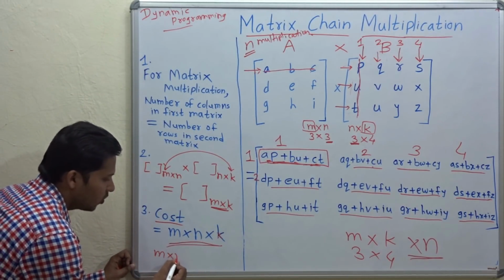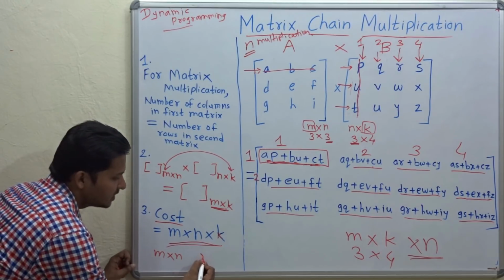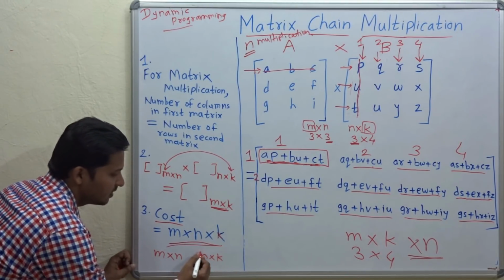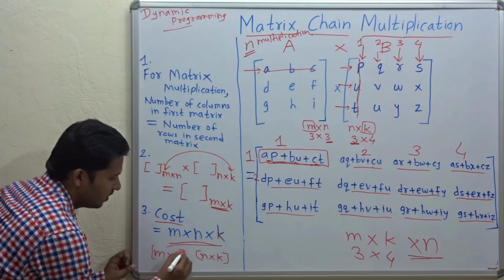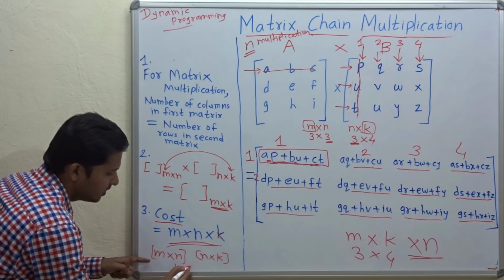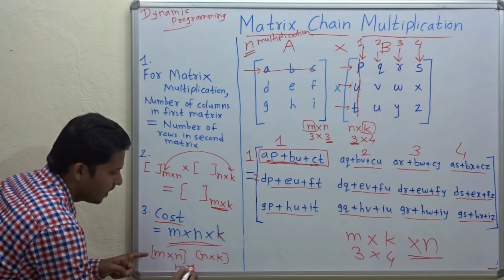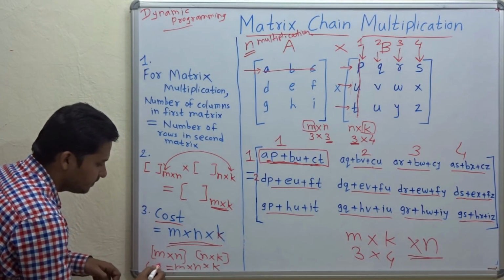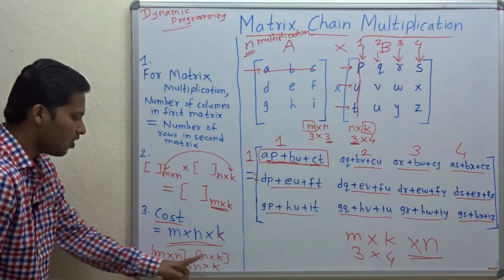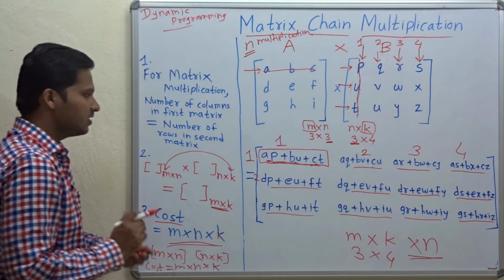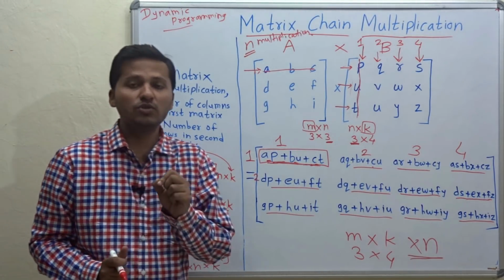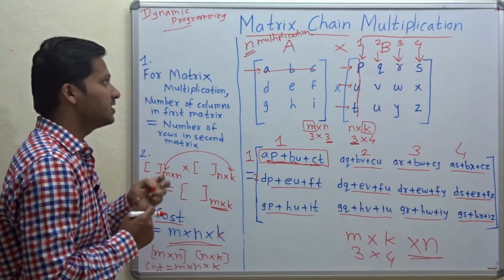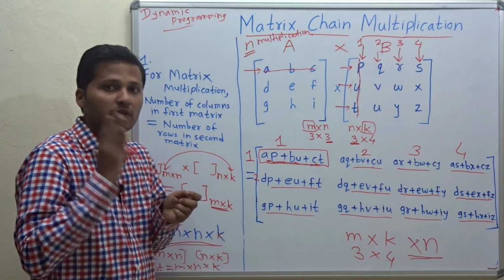If m cross n matrix multiplies with n cross k matrix, then see, m cross the common n into k. This is the cost. M cross the common n cross k. This is the cost. Now as we have understood the rules for matrix multiplication, let's go and solve the problem.